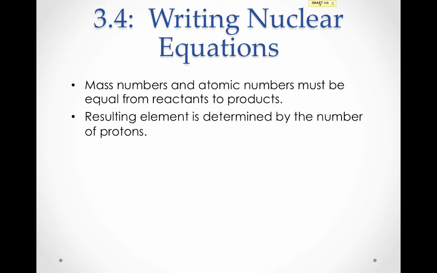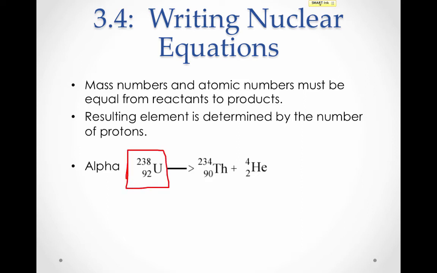The resulting element after the decay is determined by the number of protons, or the atomic number. So for instance, here's an alpha decay equation. Notice we've started with a uranium-238 nucleus. It has emitted an alpha particle, or a helium nucleus, which has caused its mass number to decrease by 4 and its atomic number to decrease by 2. Also notice we've conserved mass. 234 plus 4 gives us 238, and 90 plus 2 gives us 92.